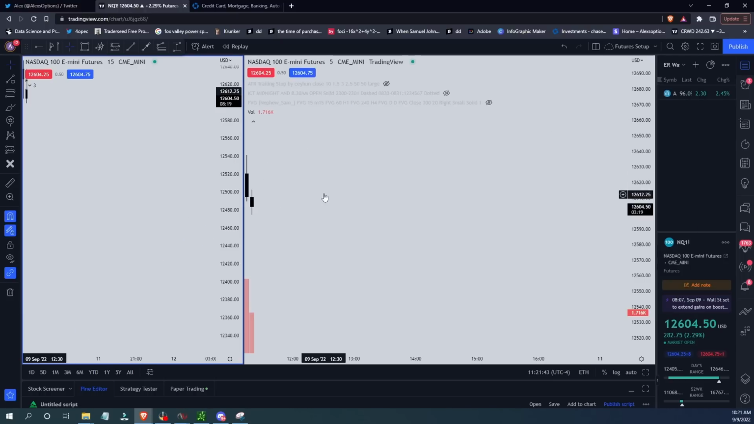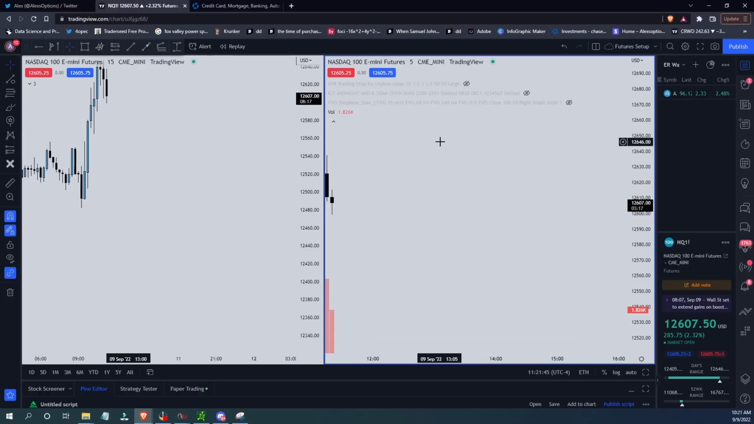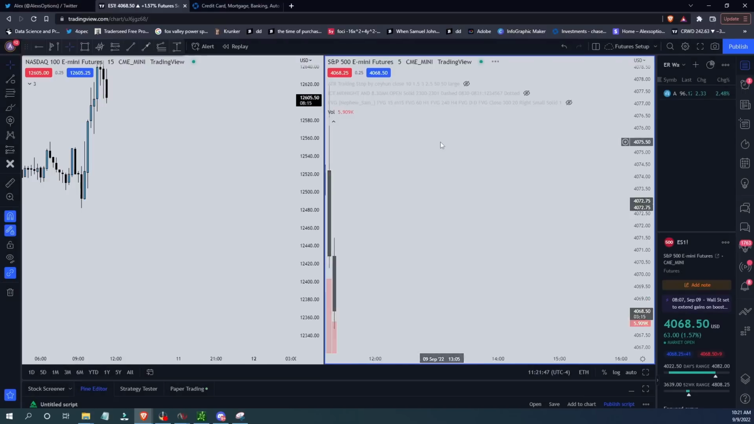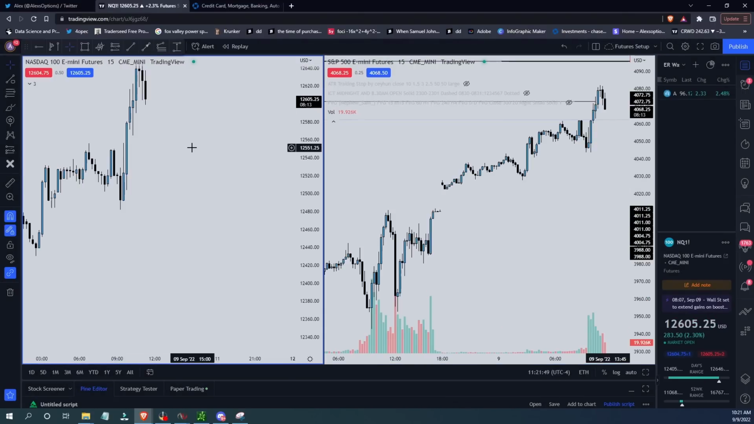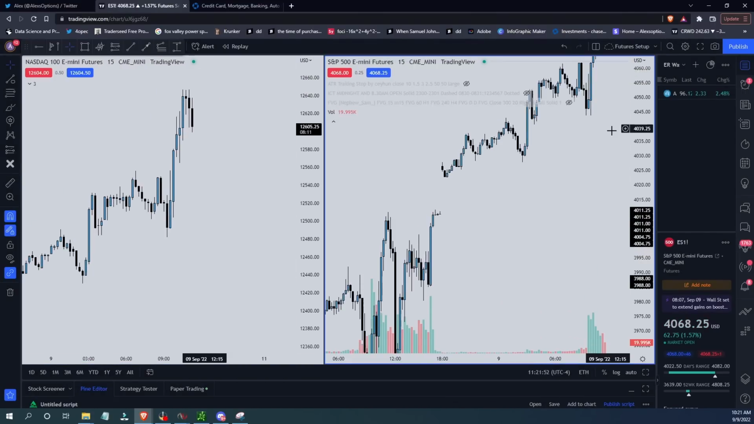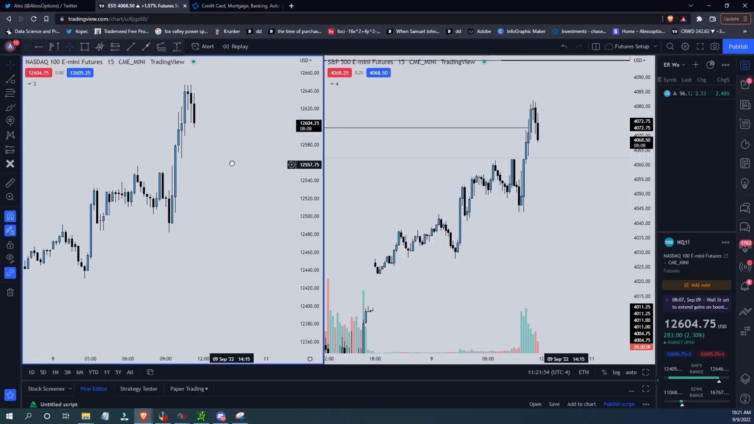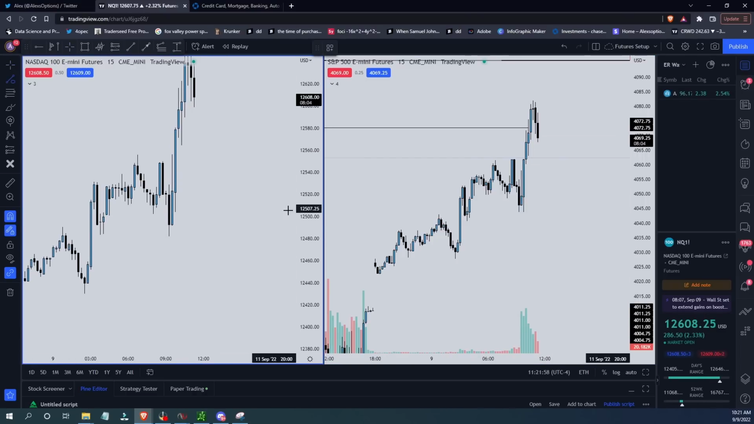If you don't know what an SMT divergence is or how to trade it, we'll quickly go over it now. If we go to ES on a 15-minute and go to NQ on a 15-minute, since these are correlated asset classes, they should be trading the same. And when they trade slightly differently, that tells us something in price. It gives us a little hint as to what the market has planned.